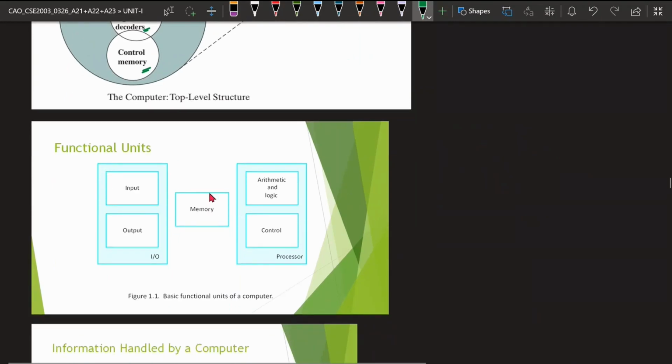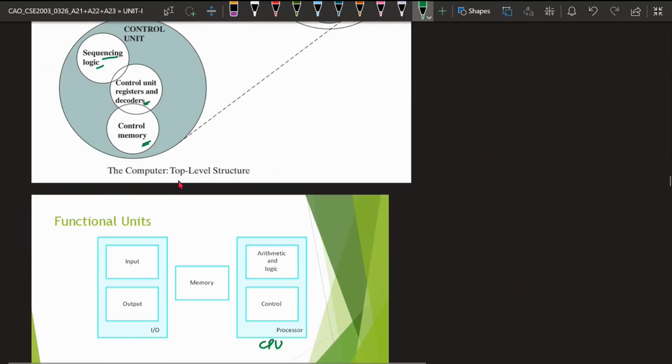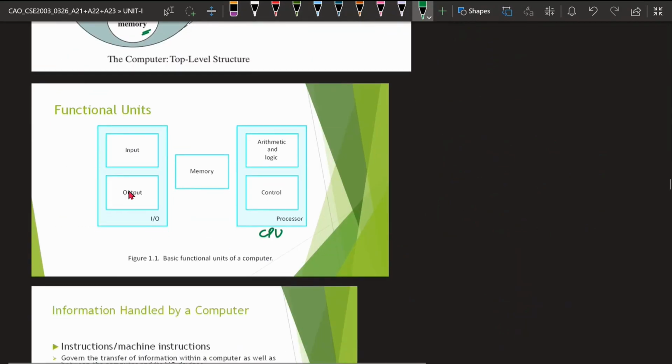In terms of arrangement, we can arrange it further like this. The general trend that we see is that there are different functional units. So this is how we represent a basic computer system: a CPU, memory, and input output devices. In terms of input devices, we have some input devices and some output devices, and these input output devices are nothing but what we call the peripherals.